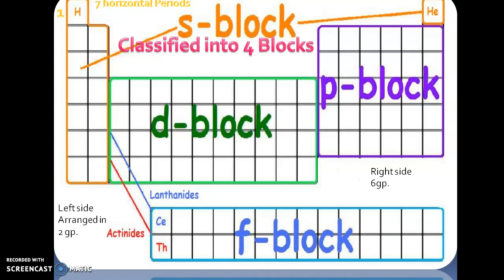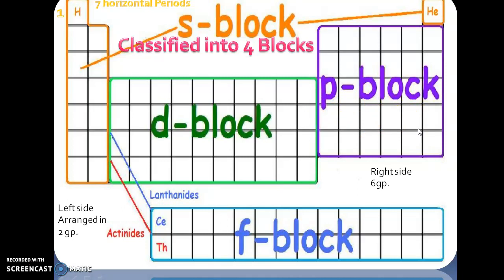Let's take every block and talk about it briefly. One, S block elements. S block elements are located on the left side of the periodic table, and they are arranged in two groups, 1A and 2A. That's all. Okay, the next, P block elements.